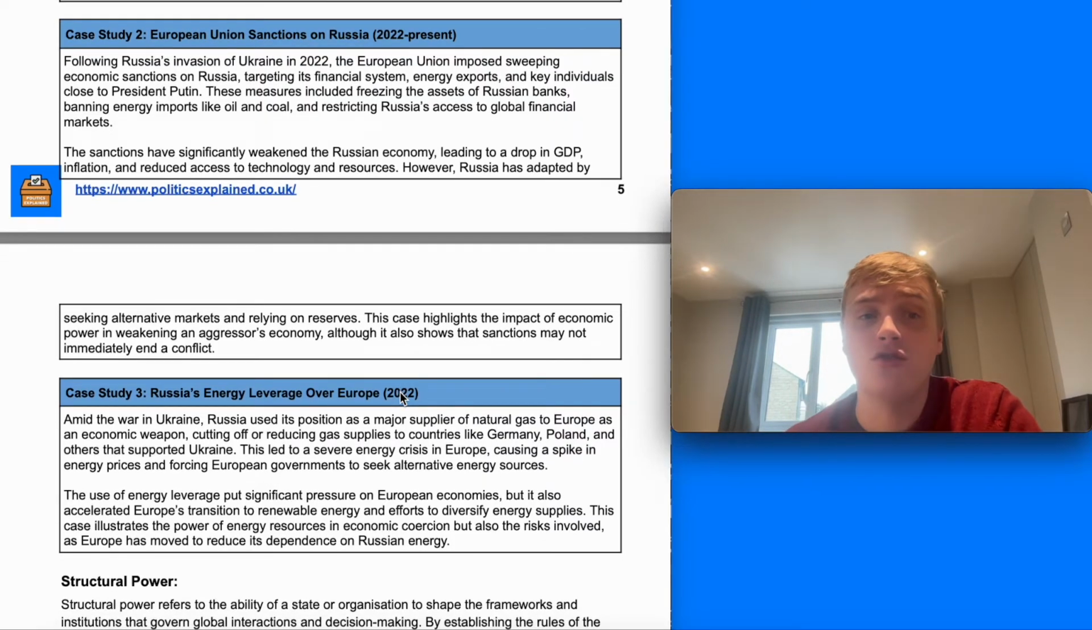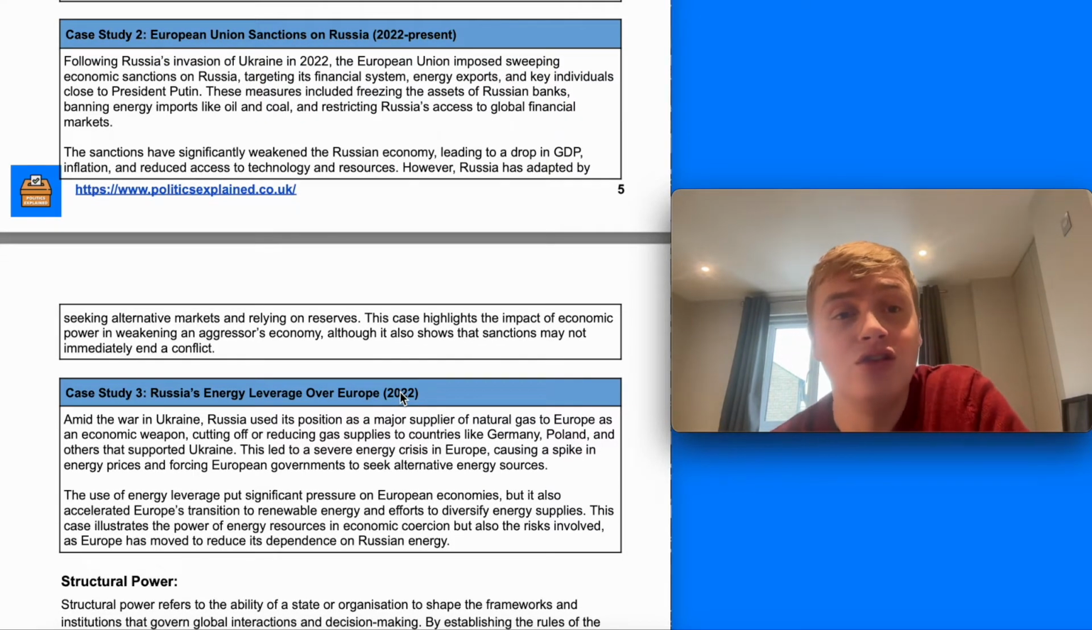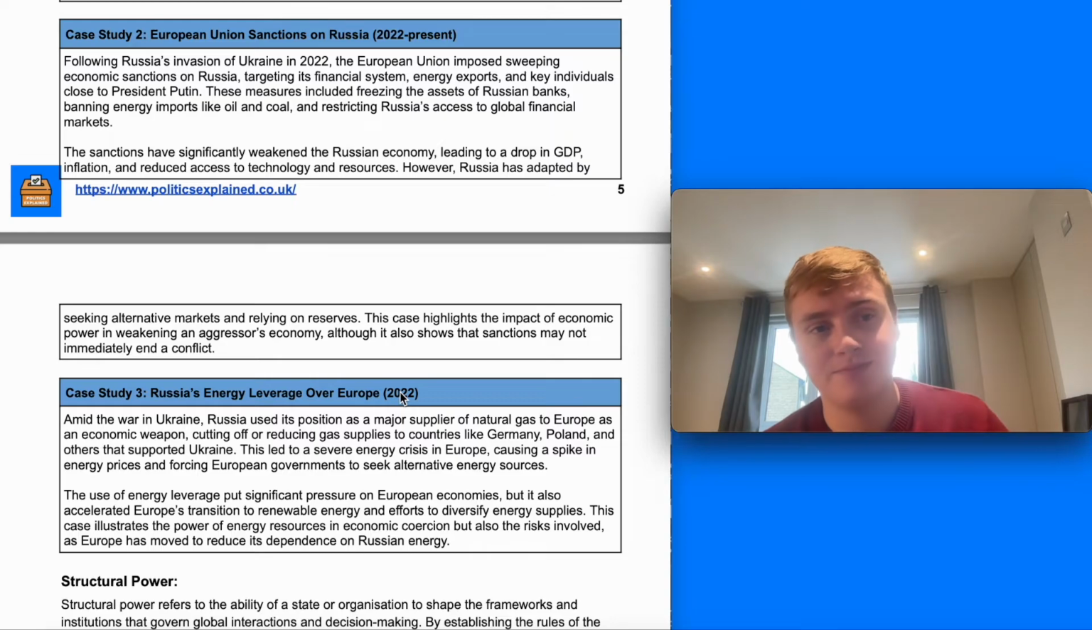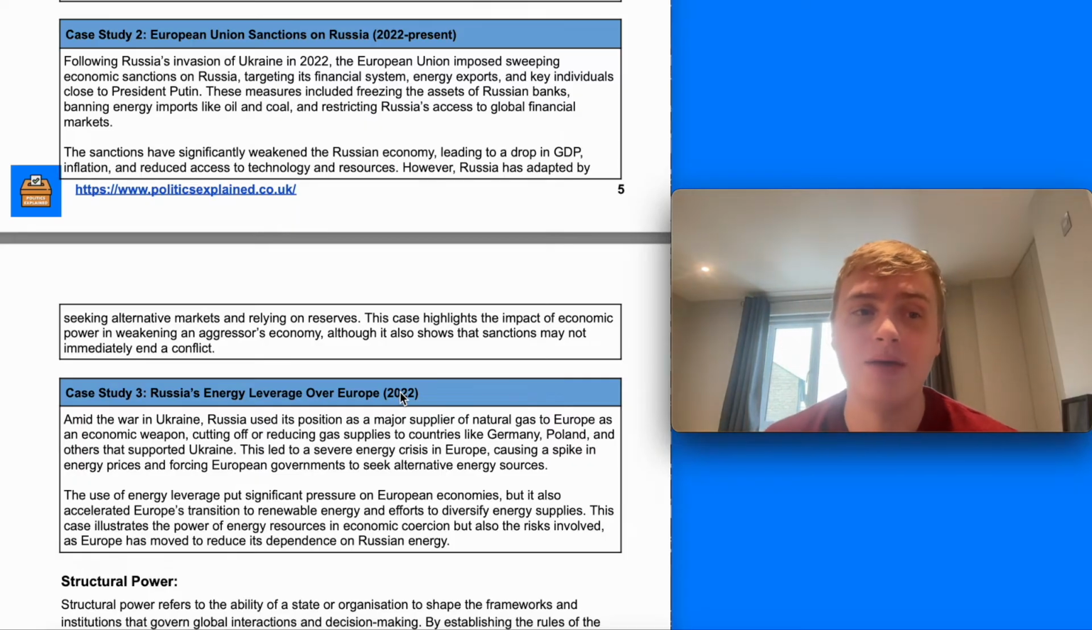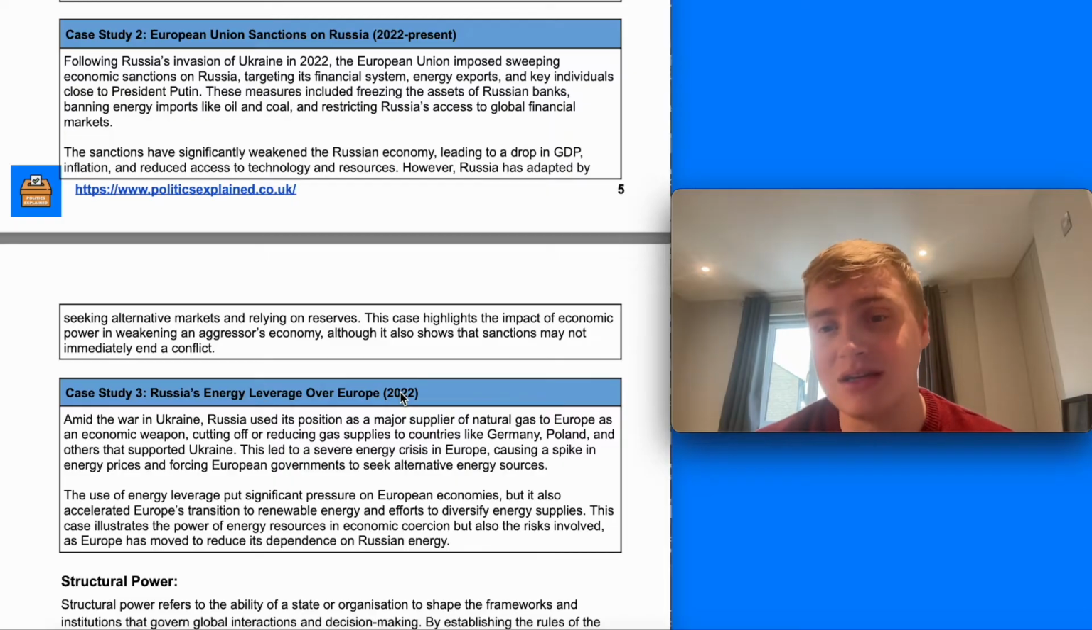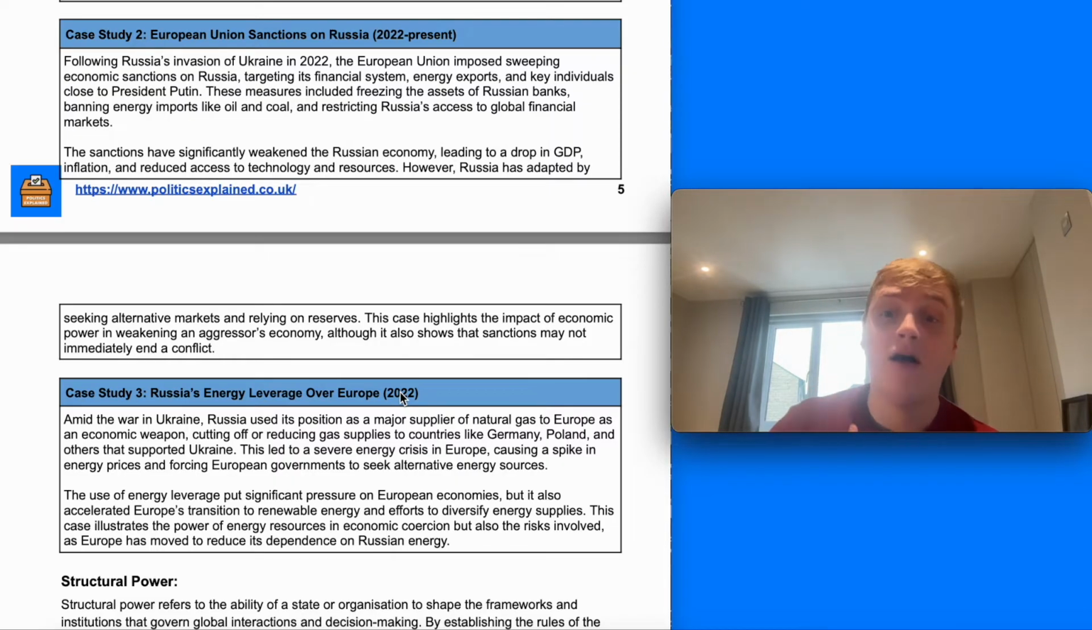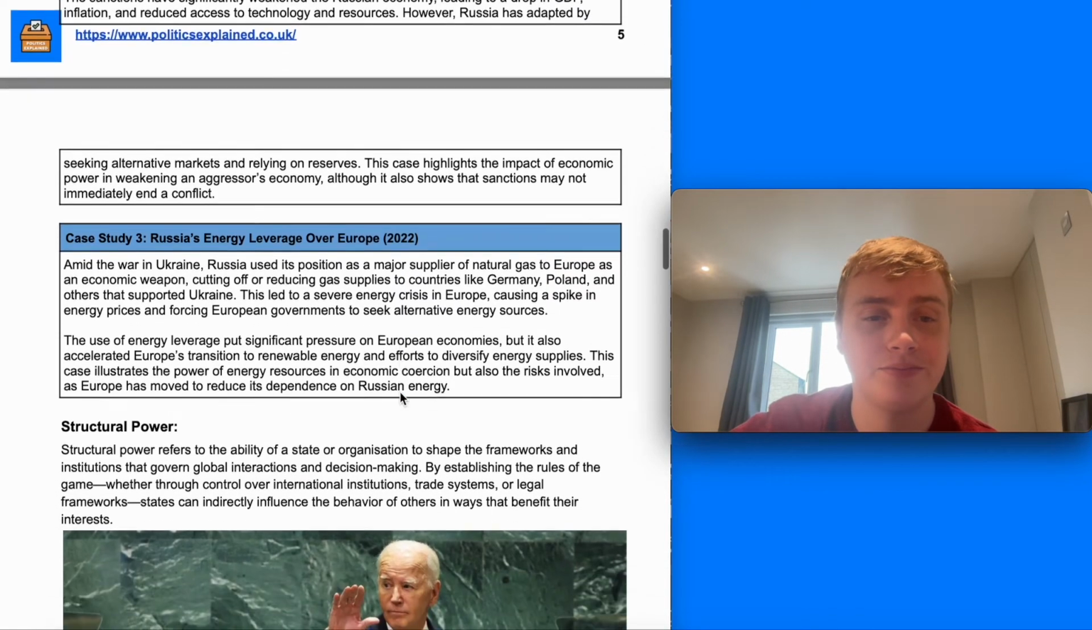Immediately after Russia invaded Ukraine in 2022, the European Union placed severe sanctions on Russia, as did actually a lot of countries across the world, targeting banks, energy imports like oil and coal, restricting Russia's access to global financial markets. And that has had a massive impact on Russia's economy, which was really close to collapse at one point. A huge drop in GDP, severe inflation, reduced access to technology and resources. But again, it hasn't been successful so far in convincing Russia to stop its war in Ukraine.